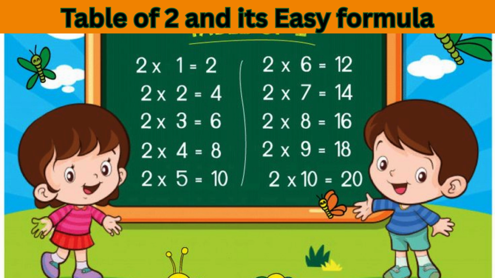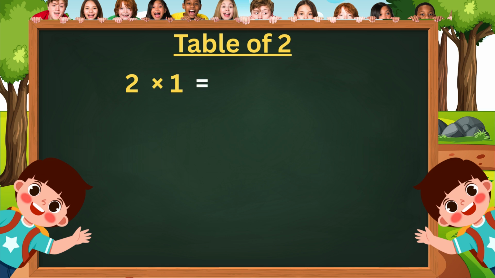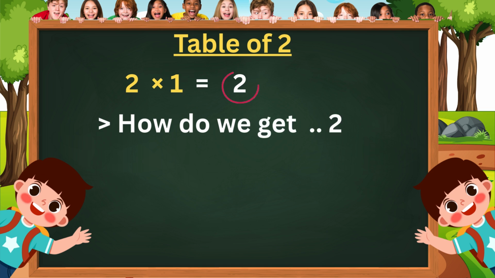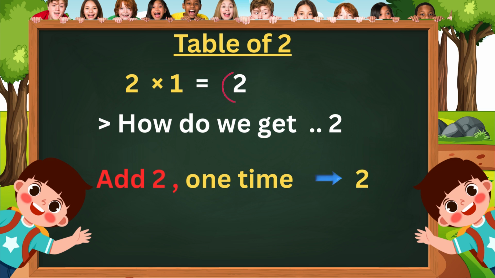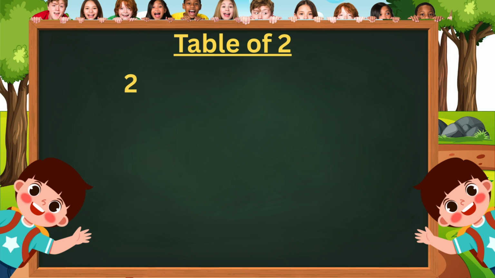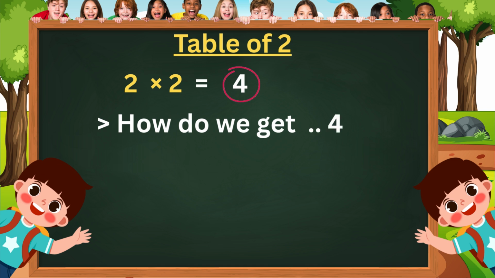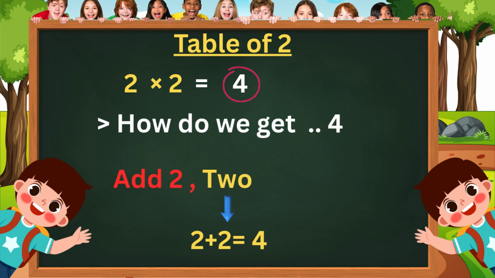Let's learn 2 times table. 2 ones are 2. How do we get 2? Add 2 one time is equal to 2. 2 twos are 4. How do we get 4? Add 2 2 times is equal to 4.